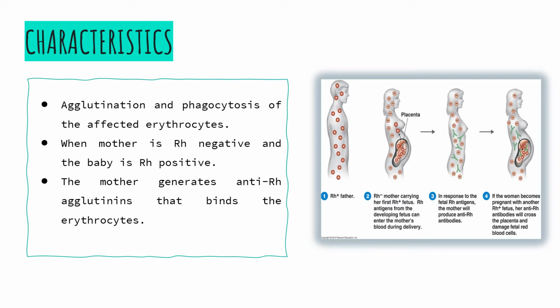So, given the exposure to the antigens, the mother generates anti-Rh agglutinins due to the incompatibility that arises after exposure to the antigen of the fetus. After this, the mother's agglutinins spread through the placenta to the fetus and bind the erythrocytes.